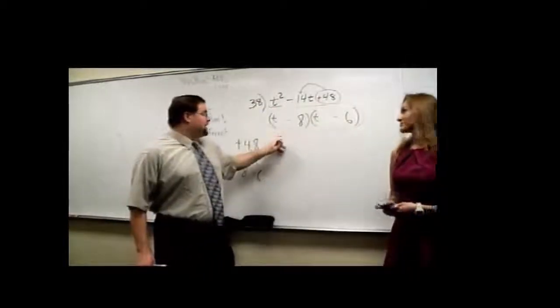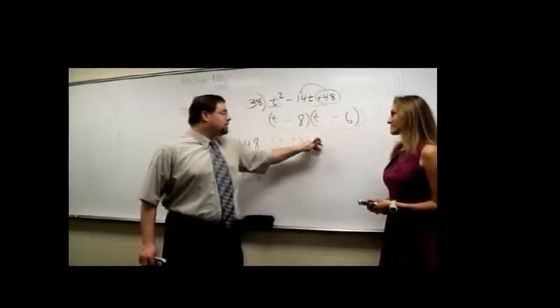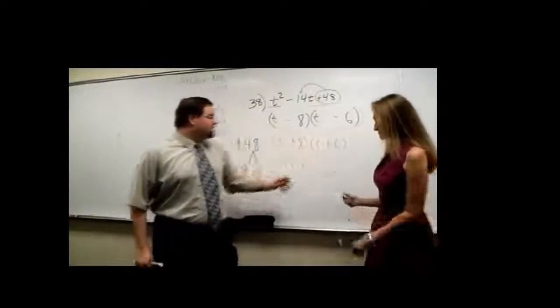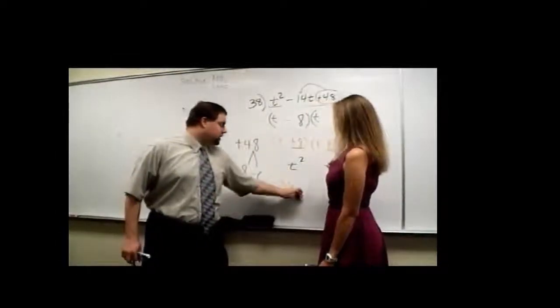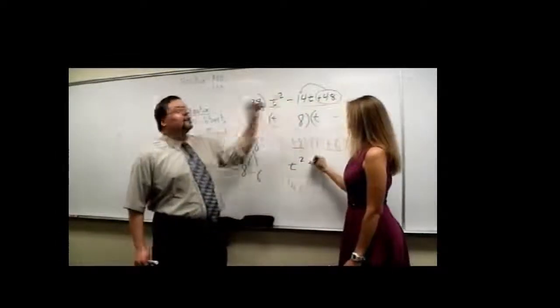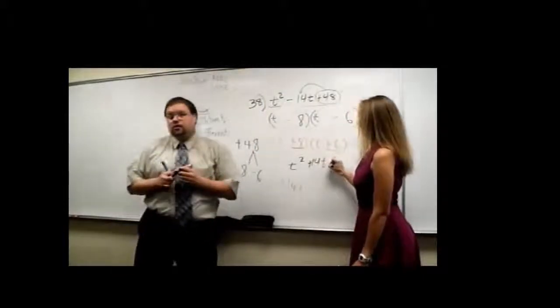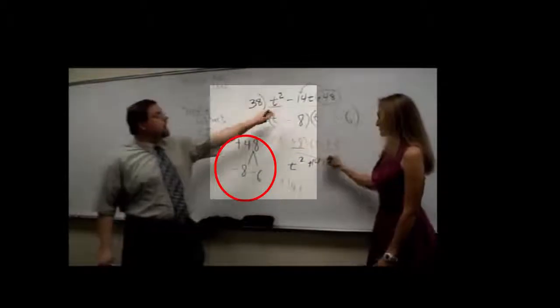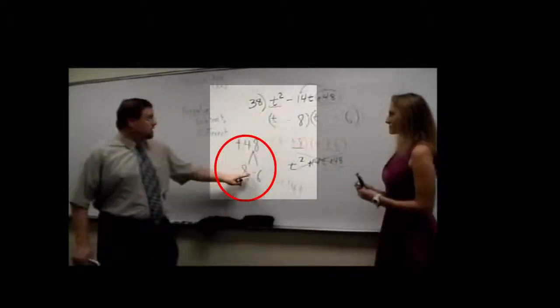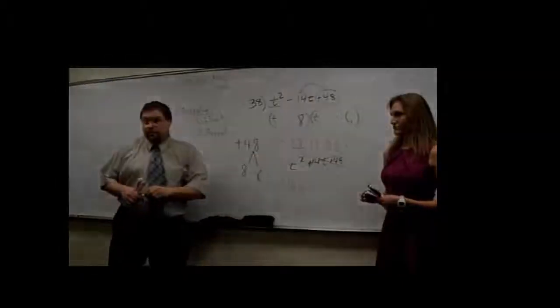If you thought it was t plus 8 times t plus 6, understand that plus 8 plus 6 makes a plus 14t, and the middle is a negative. So once again, double check your work, okay? So the signs had to be the same, and we match it to what the middle is. So in this case, negative and negative. That's number 38.